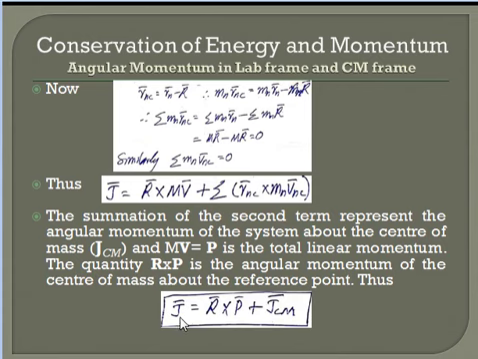So this is also similar to the Galilean transformation, in which the angular momentum of the system of particles in the lab frame is equal to the angular momentum of the system of particles in the center of mass frame plus the angular momentum of the center of mass with respect to the reference point. So this is the relation between the angular momentum in the lab frame and the center of mass frame for a system of particles.